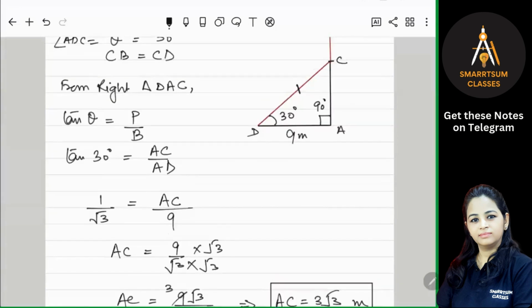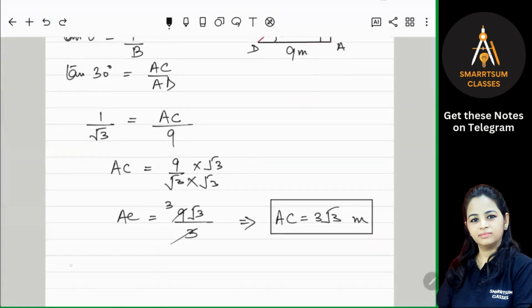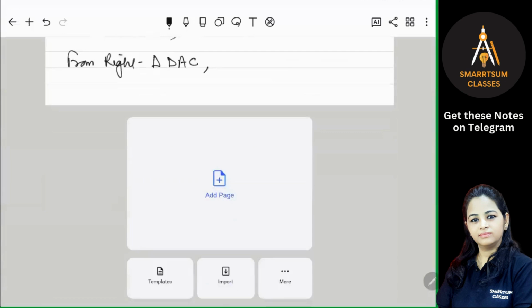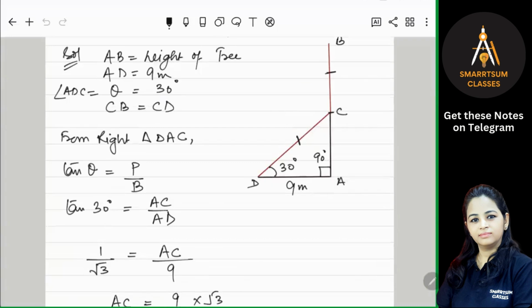This is the value of AC, meaning this portion. Now again, from right angle triangle DAC, this time if we use the trigonometric ratio sec theta, what is sec theta? Hypotenuse upon base. Ma'am, or we can use the Pythagoras theorem. Yes, we will do that also, but we are solving here using trigonometric ratios.